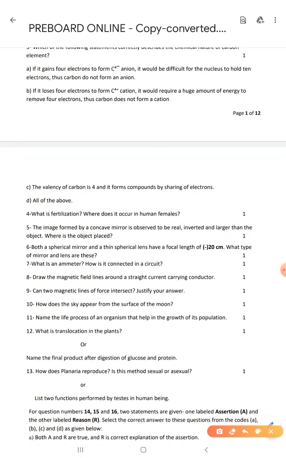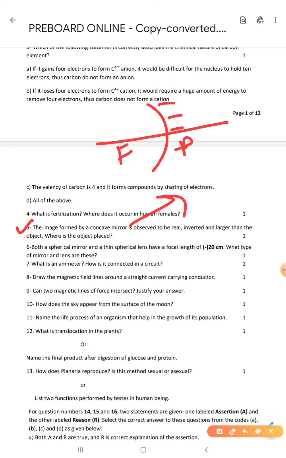Okay, our first question was this. Question number 5. The image formed by a concave mirror is observed to be real, inverted, and larger than the object. Where is the object placed? As we know, dear students, for this question we should know all the cases of concave mirrors. This is our concave mirror, with pole, focus, center of curvature, like that. And this question is asking where the object is placed.